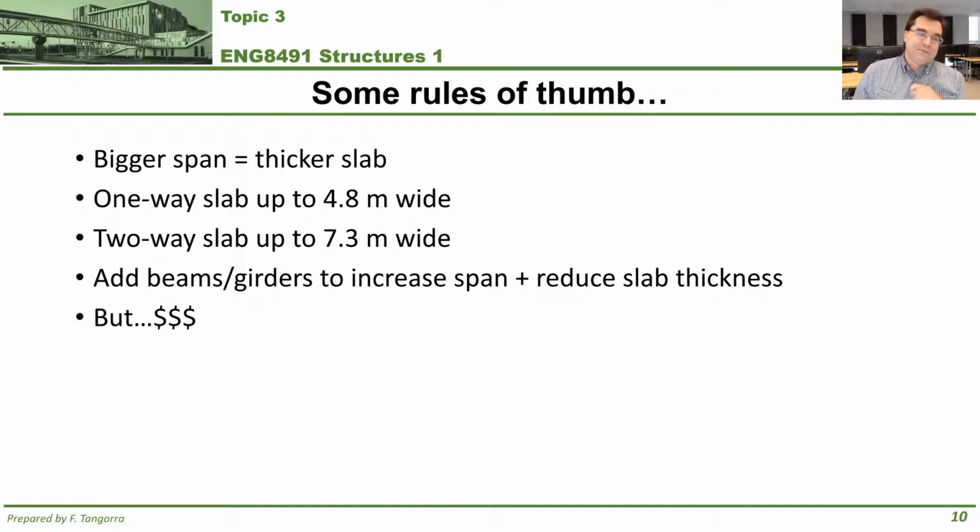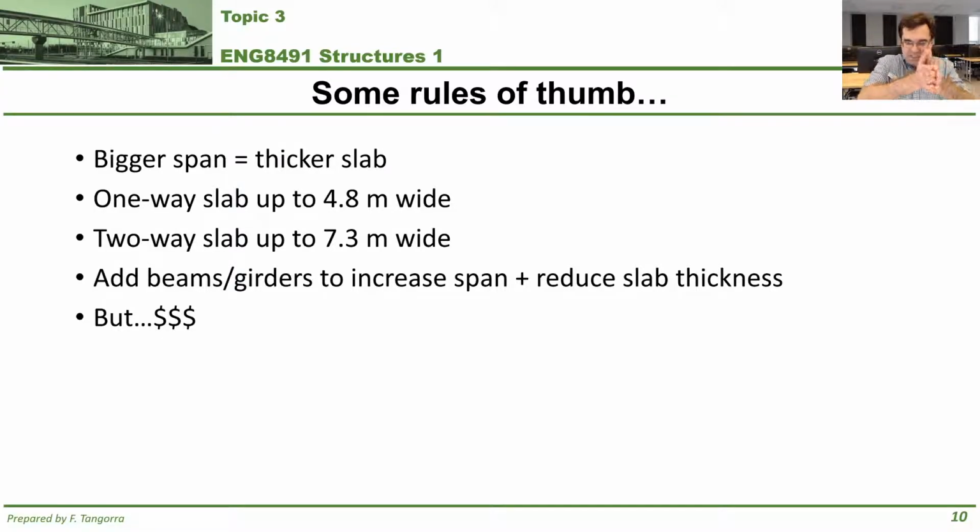Now, some rules of thumb related to slabs. Typically, the bigger the span of the slab, the thicker the slab has to be to ensure that it's safe. And by that I mean strong enough and safe enough, right? That it makes you feel comfortable. It doesn't deflect too much. Typically, one-way slabs should be up to a span of about 4.8 meters. Two-way slabs up to a span of about 7.3 meters.